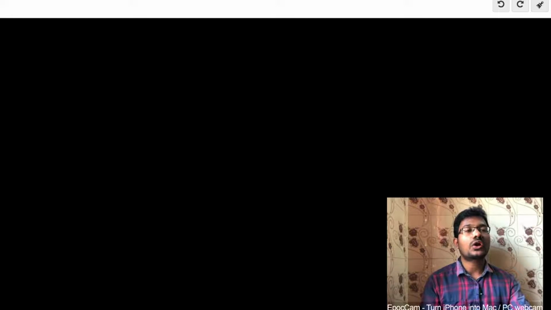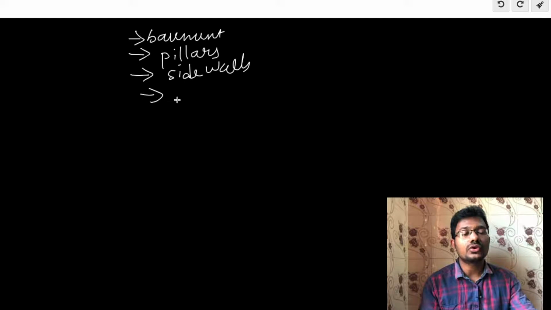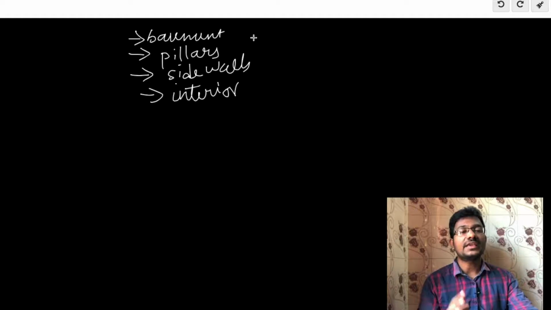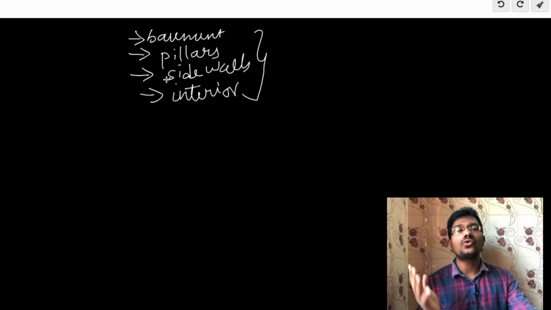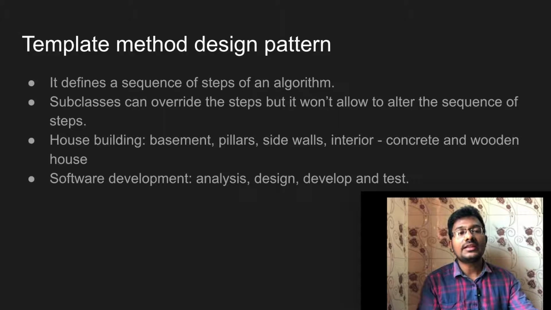If you want to consider a house, you need to follow these steps. For example, first you need to construct the basement, and then you need to construct the pillars, and then you need to construct the side walls, and then you need to do the interior design. So these are the 4 basic steps that you need to follow for constructing a house. It can be a cement house, a wooden house, any house, but you need to follow these steps. So let us check the second point.